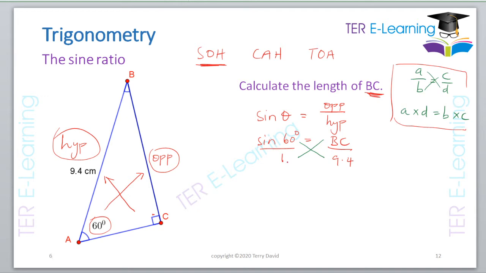So I'm going to cross multiply, but because I want to find BC, I want BC to be on the left hand side. So I'm going to do BC multiplied by 1, which will give me BC, which is equal to 9.4 multiplied by sine 60 degrees. So BC is equal to, I want you all to work this out on your calculator, get the feel for working out sine on your calculator. I want to see what answer you're going to get.